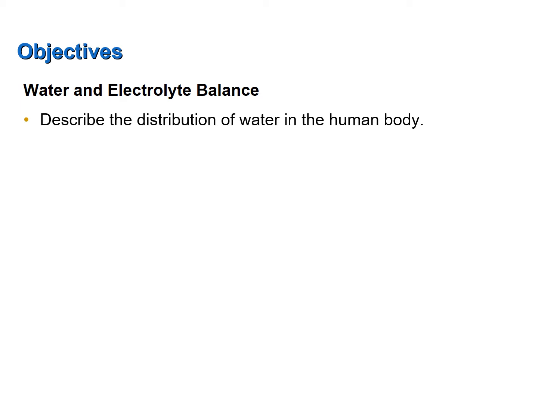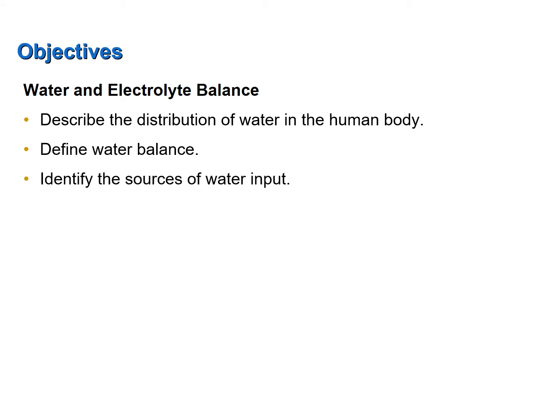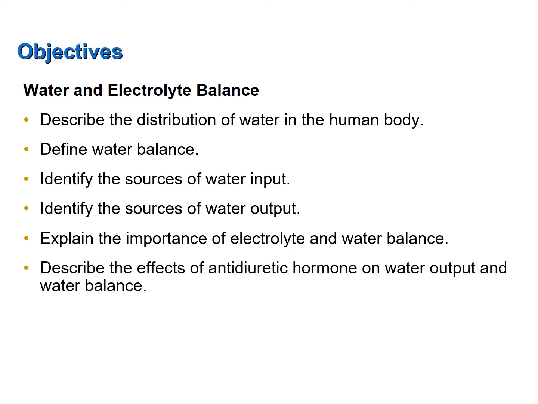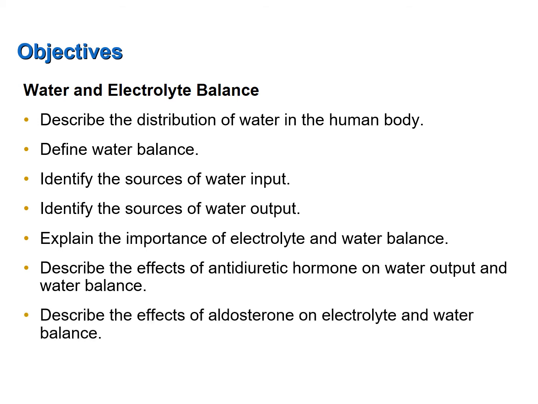Describe the distribution of water in the human body. Define water balance. Identify the sources of water input. Identify the sources of water output. Explain the importance of electrolyte and water balance. Describe the effects of antidiuretic hormone on water output and water balance. And lastly, describe the effects of aldosterone on electrolyte and water balance.